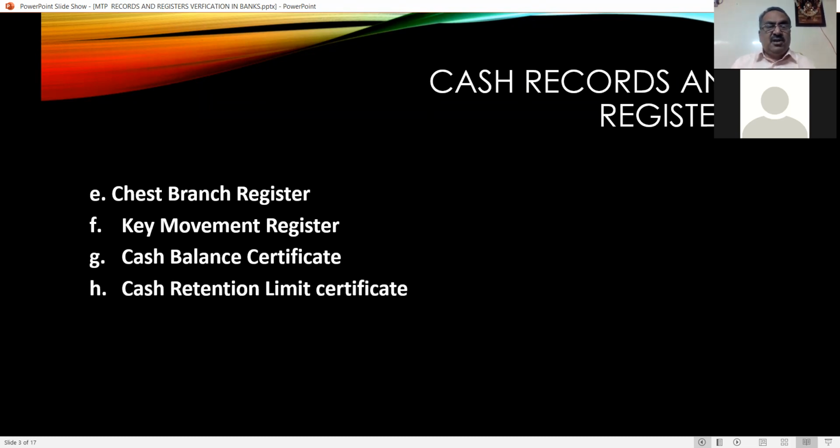Cash retention limit, this also we have to check. The bankers have to produce the cash retention limit certificate. This is a record, not a register. Cash insurance letter, it's a record. Insurance policy that the bank has taken for the cash.